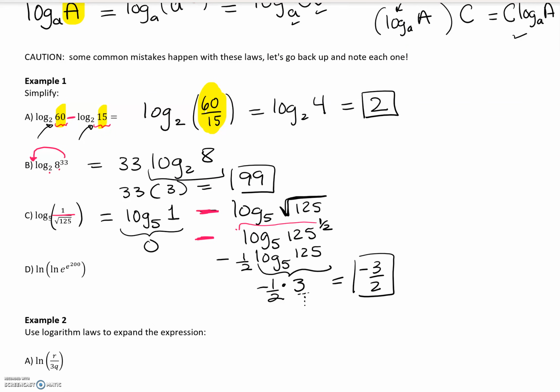Now let's see what we can do for this D, which has a lot of nested ln's going on. So why don't you pause the video, try it on your own for a little bit, and then come back for the answer.